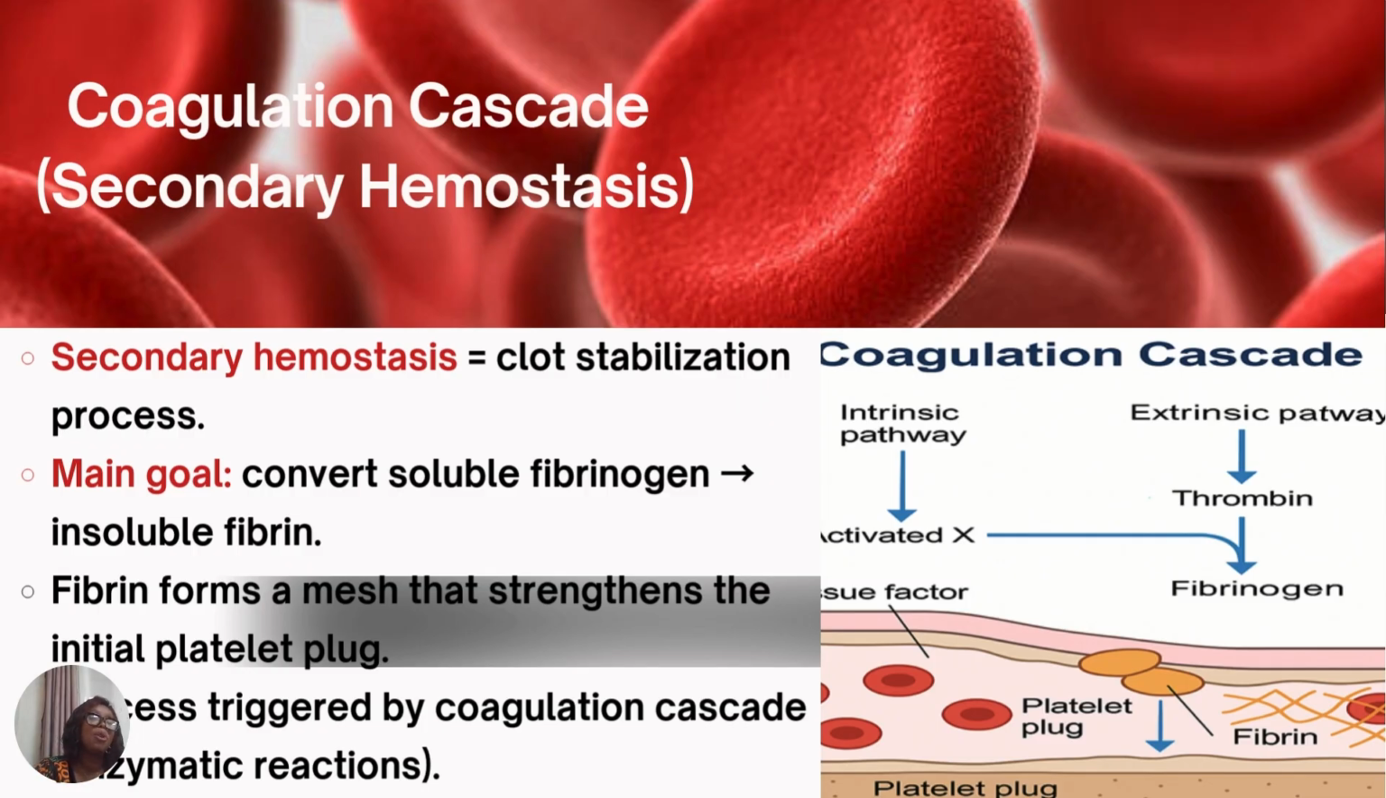Now, this platelet plug that is formed at the stage of primary hemostasis is not very strong and may not be able to stop the bleeding entirely. So we need to stabilize the clot. So secondary hemostasis comes in to carry out this function of clot stabilization by forming what we call fibrin to enhance the platelet plug to form a stronger clot that will help to do what? Stop the bleeding entirely. So the main goal of secondary hemostasis is to convert soluble fibrinogen into insoluble fibrin. The fibrin forms a mesh that strengthens the initial platelet plug. This process is actually triggered by the coagulation cascade, and it is an enzymatic reaction.